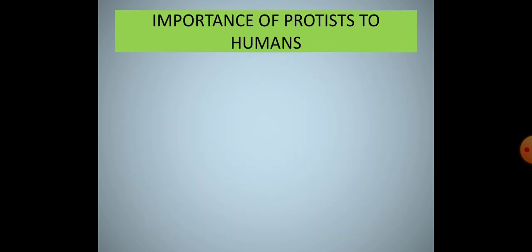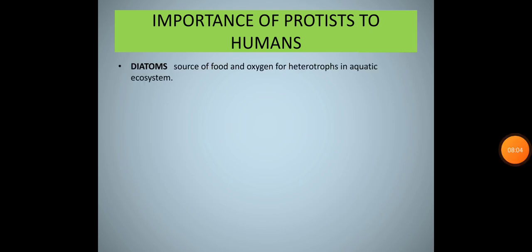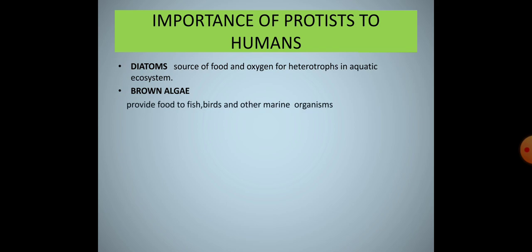Now about the importance of protists to humans. Diatoms provide food and oxygen for the heterotrophs and aquatic ecosystem, as diatoms are the most abundant photosynthetic organisms in the oceans and the freshwater also, especially in oceans.